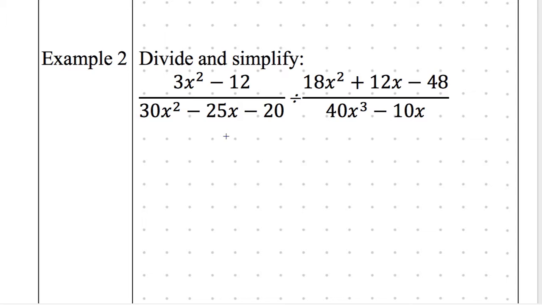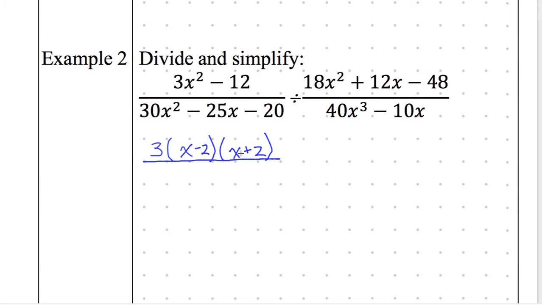Numerator of the left fraction, Fiona? 3 times x squared. Good. And, oh, look at that, x squared minus 4. Does that make us think of anything, Fiona? X minus 2 times x plus 2. Very nice. Okay, that's how to factor that whole numerator on the top left.